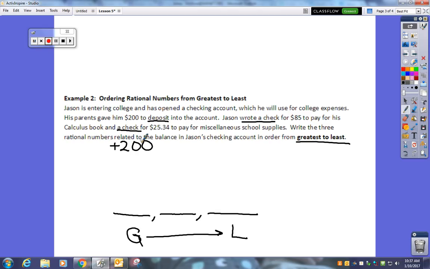So the next one is Jason wrote a check for $85. When you write a check, that money comes out of your account. So that means that that would be a negative $85. Or I'd be taking out $85 from the account. In that sense, he's also writing a check for $25.34, so that would be a negative $25.34.